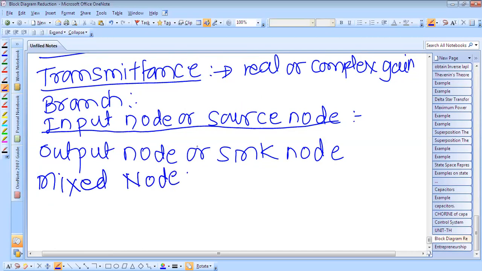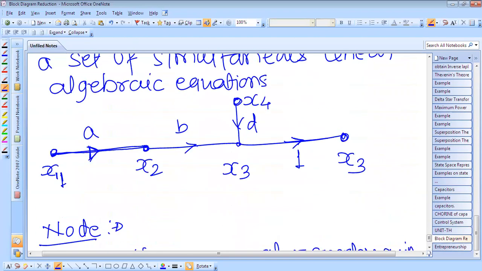A mixed node is a node that has both incoming and outgoing branches. So these are the mixed nodes. X2 and X3 are mixed nodes because each has an incoming branch as well as an outgoing branch. So we can call X2 and X3 mixed nodes, as they have both incoming and outgoing branches.